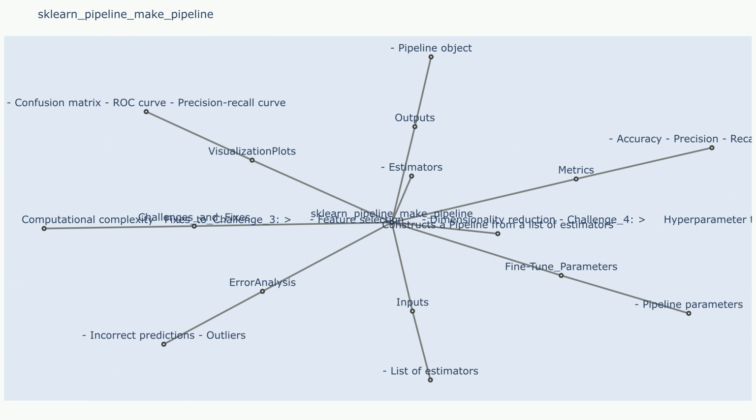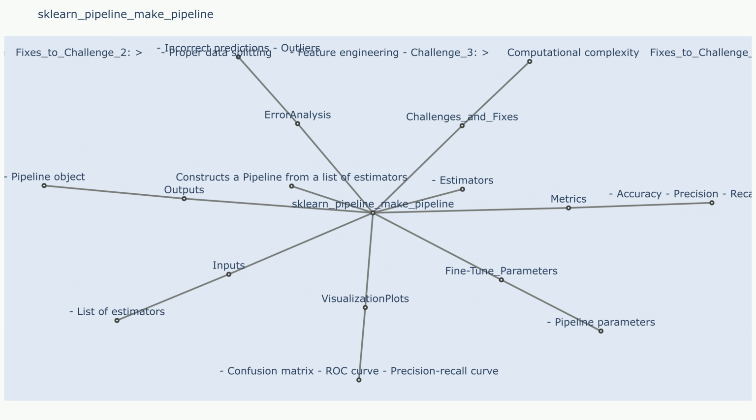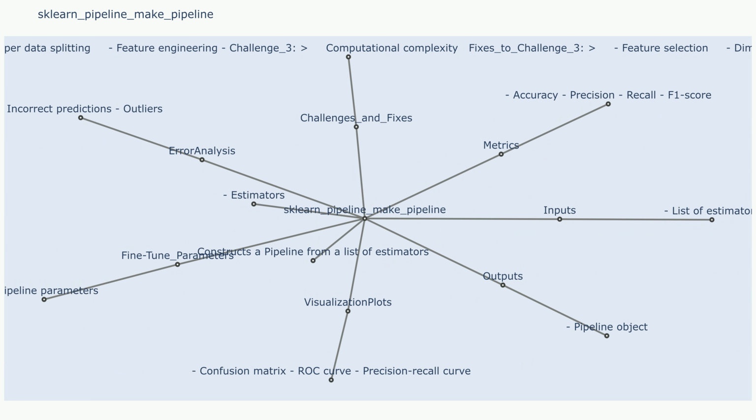Metrics. Evaluation metrics. You can use any standard scikit-learn evaluation metrics, e.g., accuracy, precision, recall, F1 score to assess the performance of the pipeline. Visualization plots. Pipeline visualization. Use tools like sklearn pipeline steps to access the individual estimators in the pipeline and use other visualization techniques to understand the pipeline's structure and behavior.